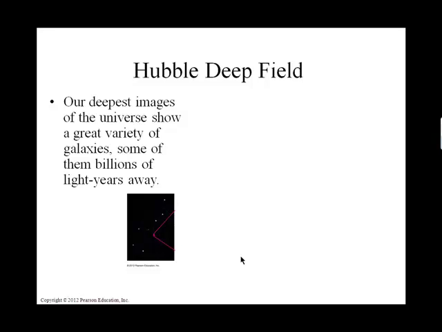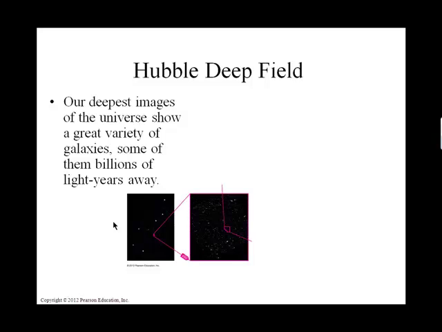So I don't know if you recognize this region of the sky. This is the Big Dipper. Here's the handle, and here's the bowl of the Big Dipper. And we're going to look at a photo here, and that's what Hubble saw when it looked there.